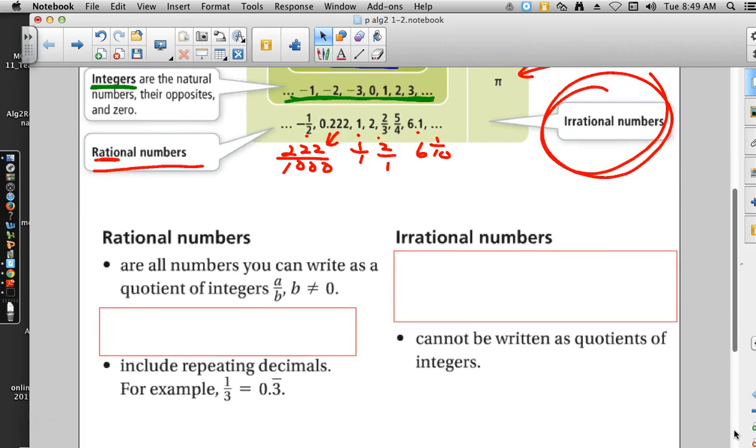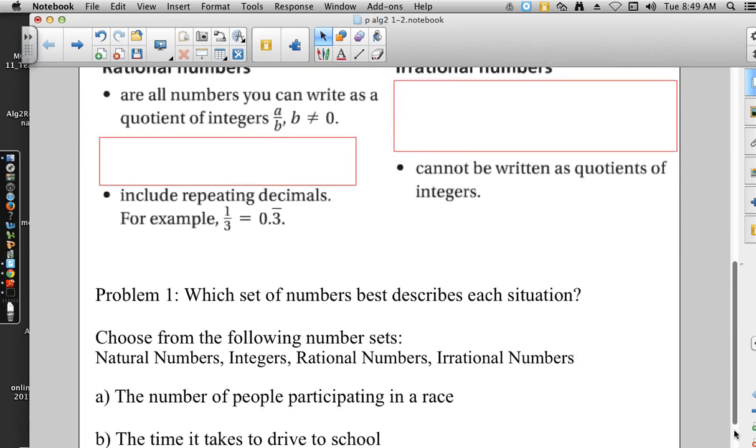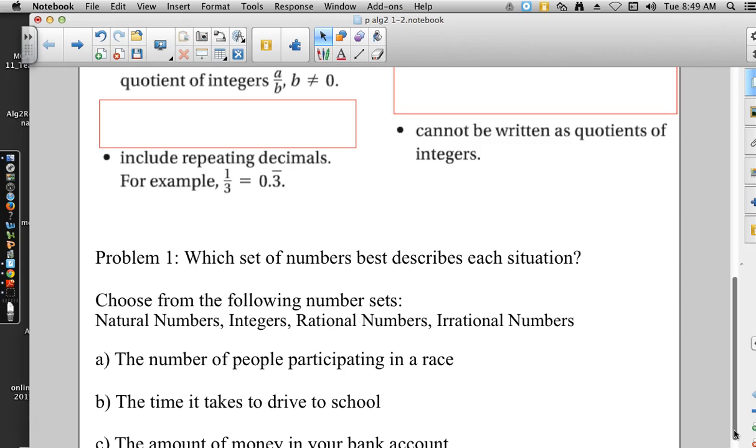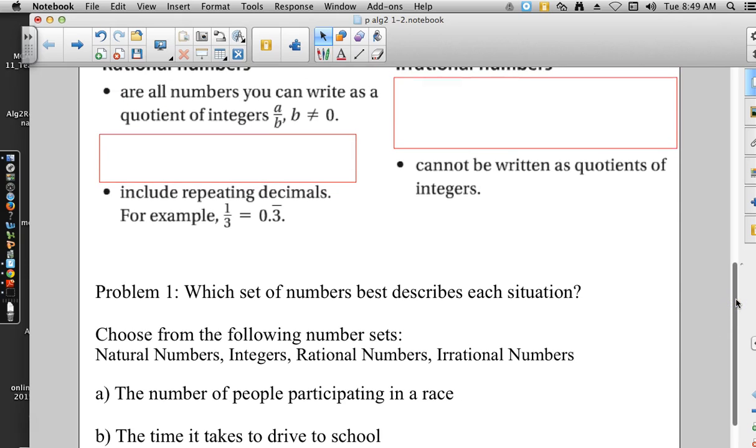Rational numbers, those are the numbers that you can write as a quotient, and quotient is our fancy name in math for fractions. So we've got quotient, we have ratio. There are a lot of different ways that we could talk about this, but quotient definitely means division. And division, of course, involves using fractions. So we can write these as a over b, which would be our rational numbers.